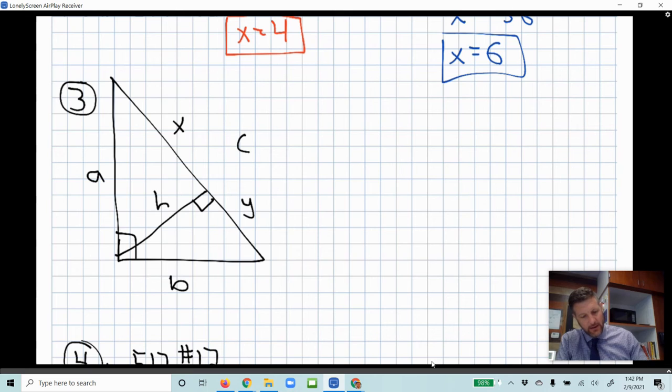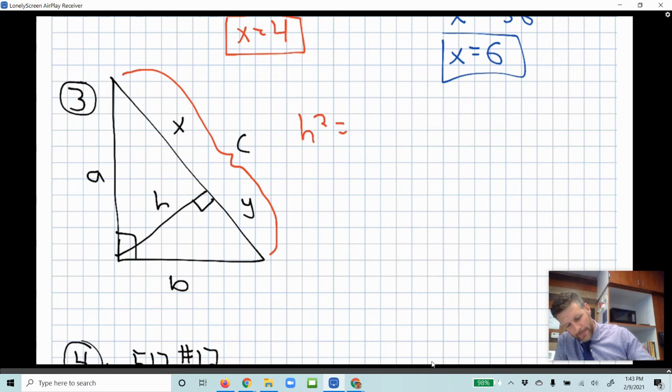So you have A, B, and C, the sides of your larger triangle. Then you have the altitude h, and x is this distance here, and y is the shorter distance here. C always represents the entire hypotenuse of the larger triangle. The main corollary says that h squared equals x times y. So there's a direct relationship between those two shorter distances and the altitude.